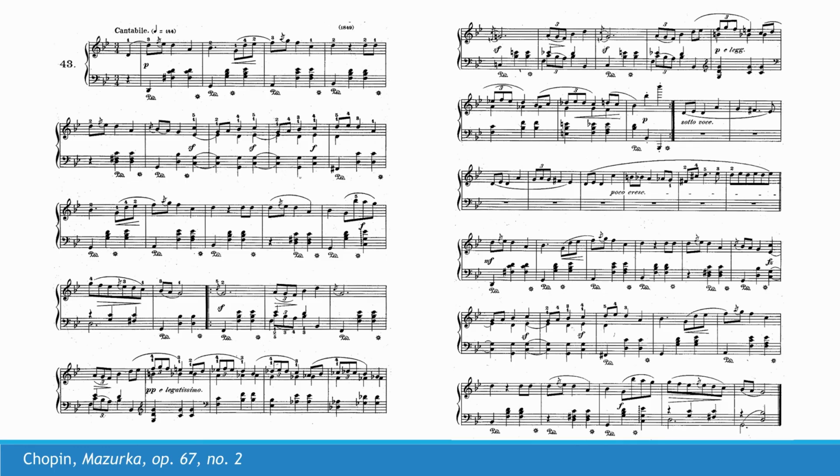So there you go. This is a piece that is pretty typical in terms of structure for binary form. I've got one more to show you. Let's now move on to our Chopin mazurka. Here's what it sounds like.